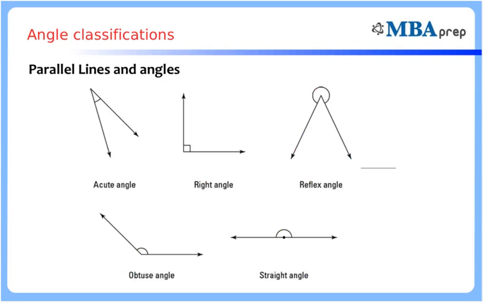Angles have classifications. The angle that is less than 90 degrees, so this angle here is less than 90 degrees, has to be acute. If it's exactly 90 degrees, it's said to be right. If it's more than 90 degrees but less than 180, it's said to be obtuse. If it has exactly 180 degrees, it has to be straight. And if it has more than 180, it has to be a reflex angle.